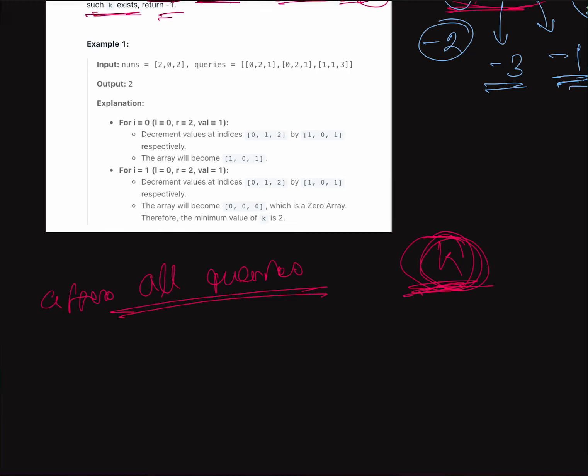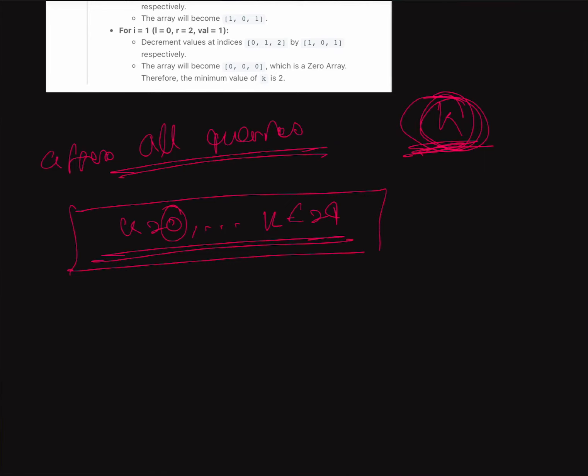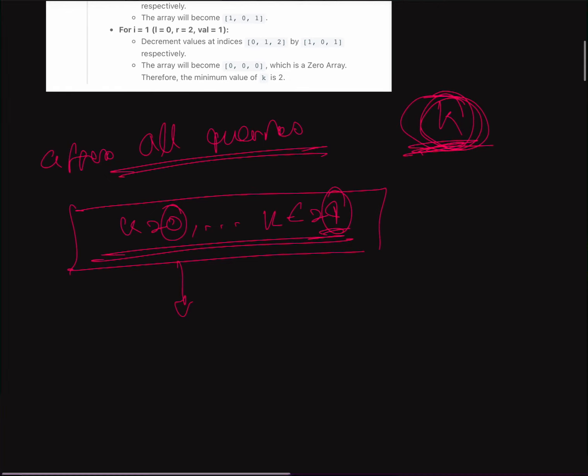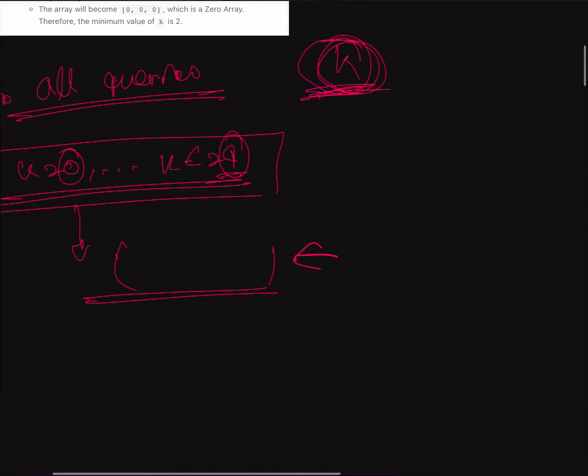So what you can do is let k run from 0 to k less than or equal to q, the number of queries, since we have to find the minimum k. The value of k can be 0, or at most go up to all queries. I'll check after each query whether the nums array is a zero array or not. In the previous problem I did this using the prefix sum, and then checked whether it was possible or not.